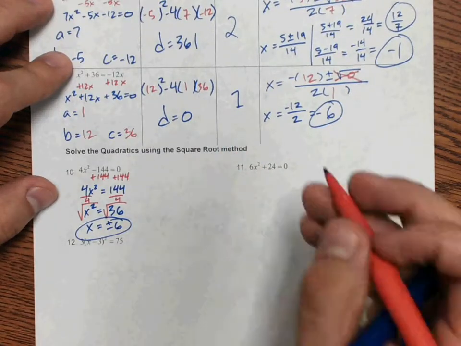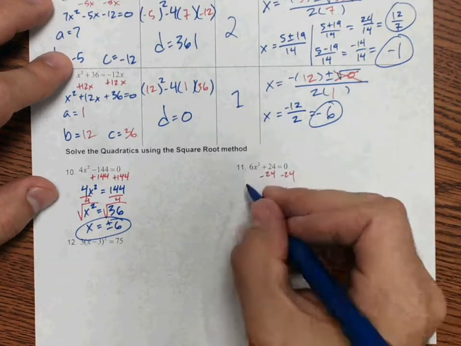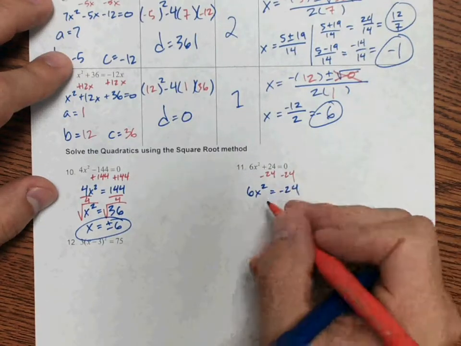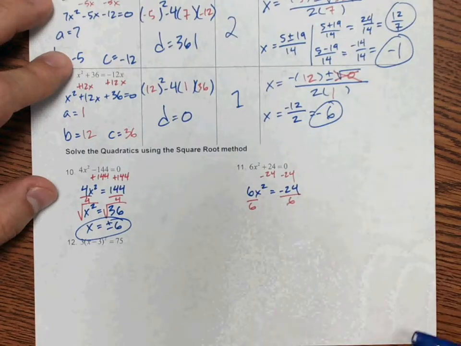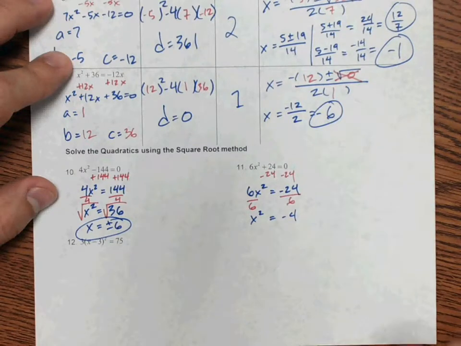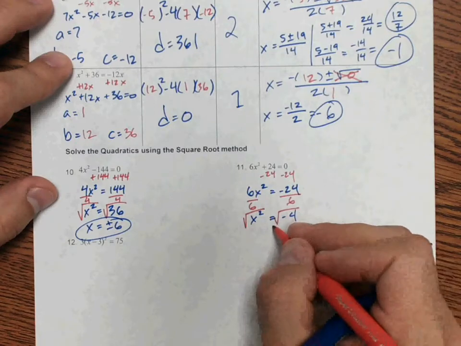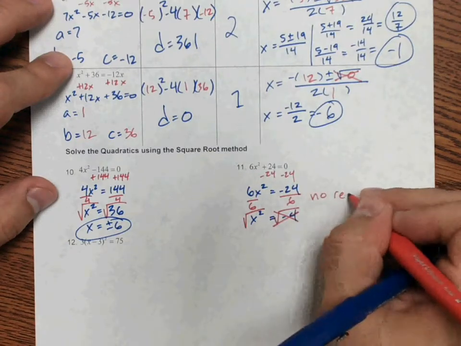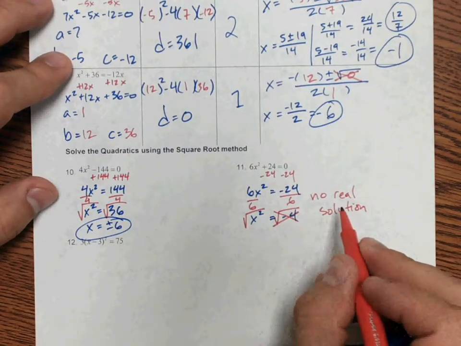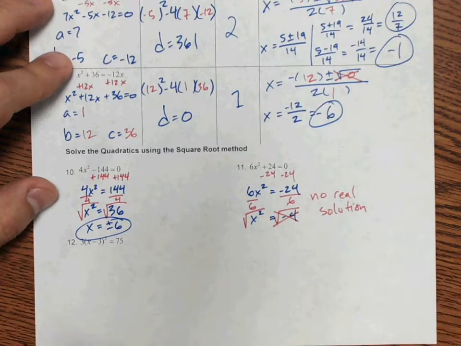Same idea. We need to get that 24 over there, so we're going to subtract 24 from both sides, which gives me 6x squared equals negative 24. Still need to get x squared by itself, so we're going to divide by 6. This becomes x squared. Negative 24 divided by 6 is negative 4. Now we're at the point where we can take the square root, and we can't take the square root of a negative number, so this would be no real solution. You must write this part in order to get the answer correct. You can't just show me this, you have to show you know that means that there's no solution.